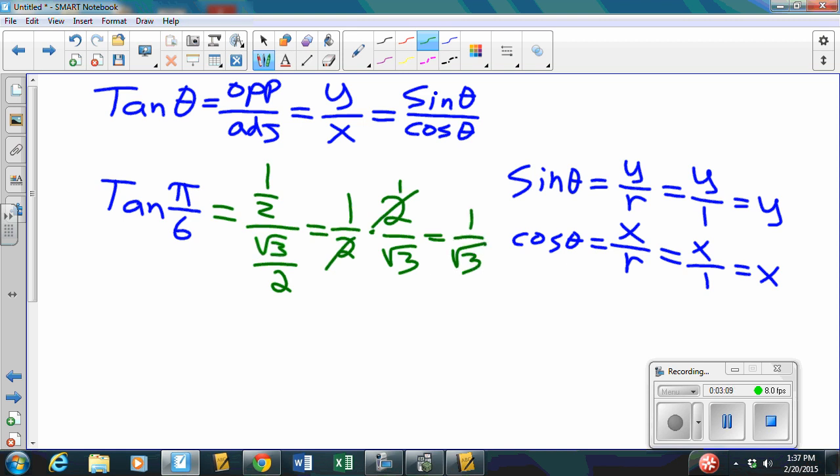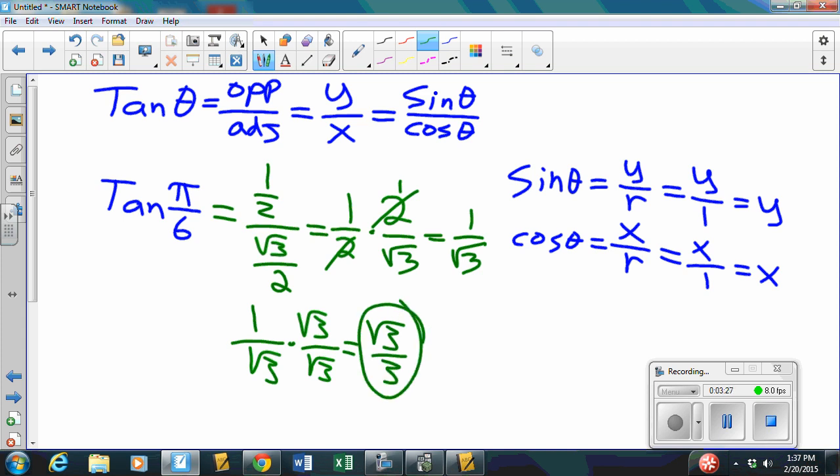And then we have to rationalize that because we have a root at the bottom. How do you rationalize that? Multiply by root 3. So here's our answer. 1 over square root 3, we multiply the top and bottom by root 3. We get root 3 over 3. That right there is the tangent of pi over 6.